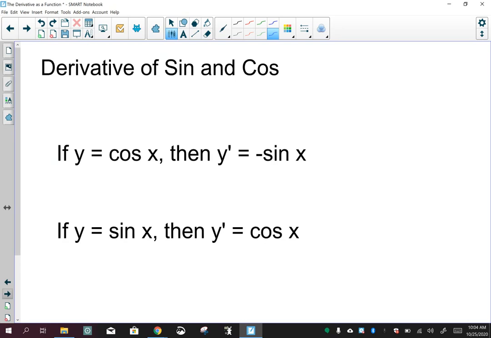Then we have the derivative of sine and cosine. This is actually a pattern. We'll learn this when we do multiple derivatives later, that there's going to be a pattern to this. But the derivative of cosine is negative sine, and the derivative of sine is cosine. So cosine's prime is negative sine, sine's prime is cosine. Keep those two in mind somewhere.